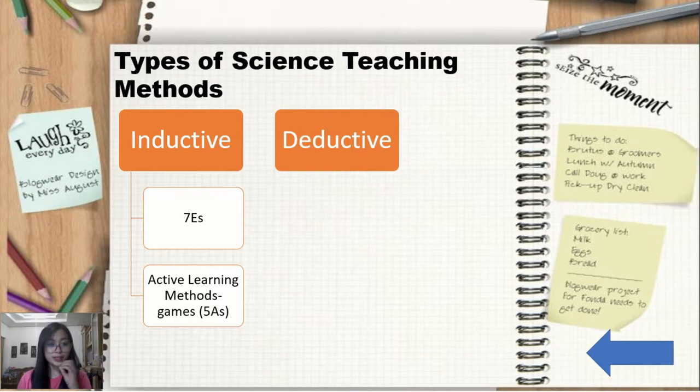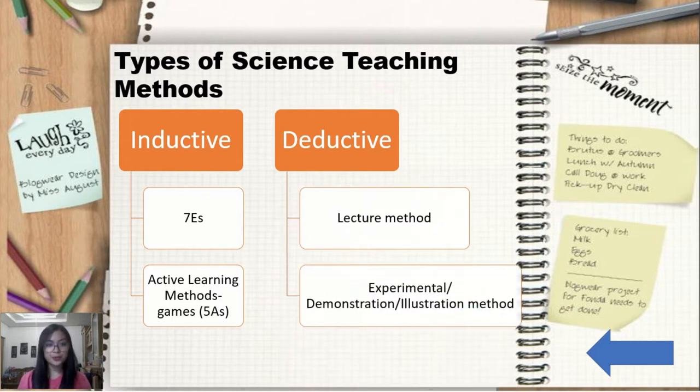Then, not all lessons in science could be done by using inductive method. There are also lessons which are very hard for the students to understand if we use inductive method. That's why we use the deductive method or the teacher-directed instruction, such as the lecture method or the experimental or demonstration or the illustration method. So if we ask, is there a better method or is there a method which is considered as the best? The answer is none. It all depends on the nature of the subject matter.